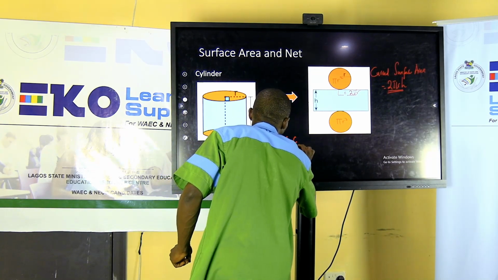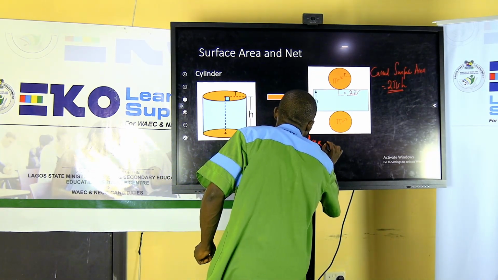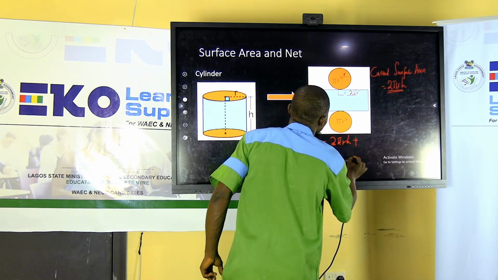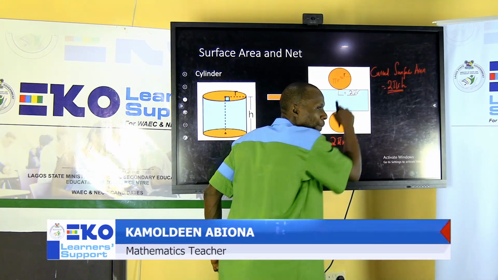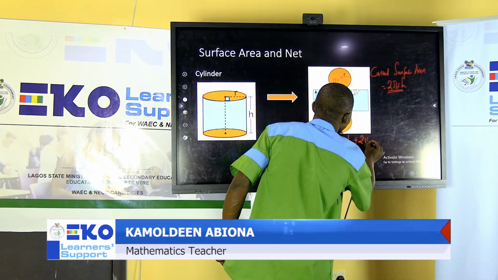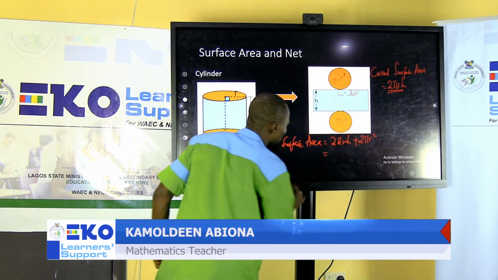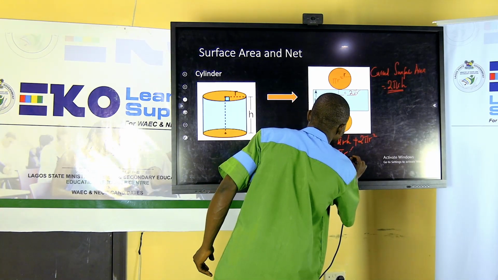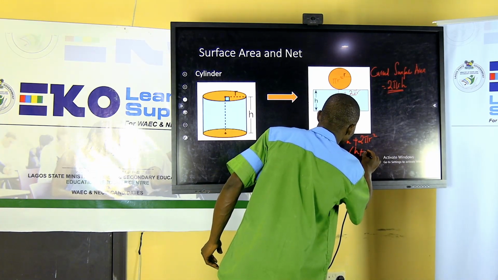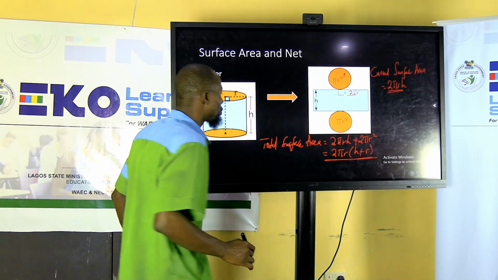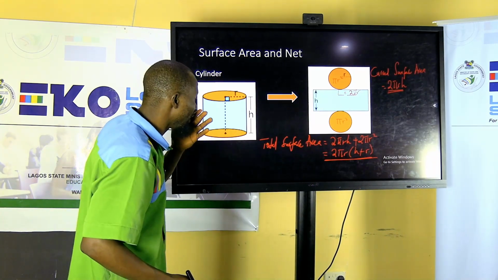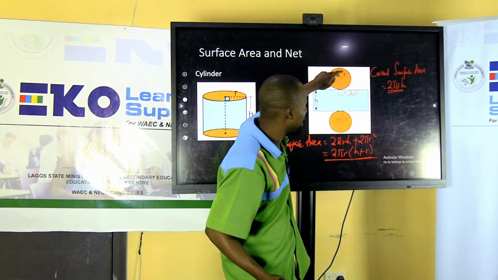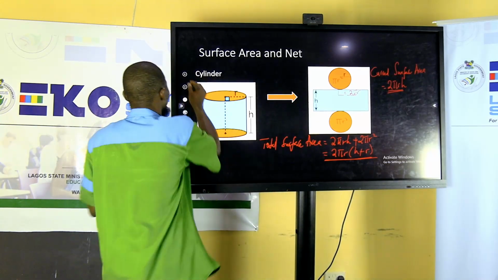And if you need to find the total surface area of a cylinder, it means you add everything together. 2 pi r h plus what? Pi r squared, pi r squared. Pi r squared plus pi r squared will give us 2 pi r squared. And that will give us, from our knowledge of factorization, 2 pi r is common: 2 pi r (r + h). So that is the total surface area of a cylinder. An interesting thing there is also that you can count the number of faces that we have. 1, 2, 3. So that is that.